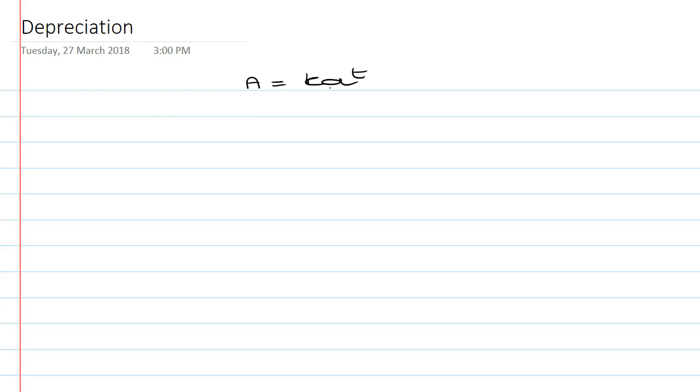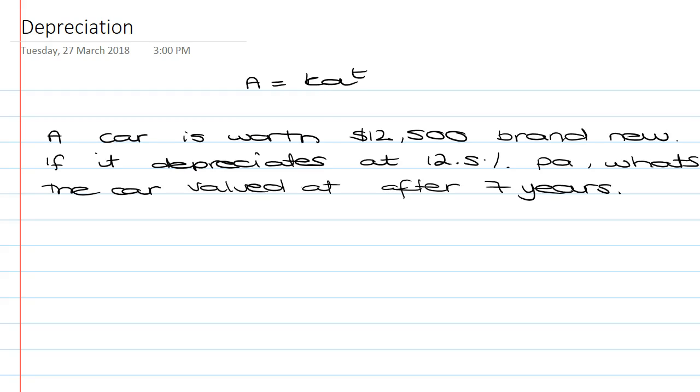So, for example, something that decays is the value of a car. So I'll just head straight into an example. Let's suppose you had a car and it was worth $12,500 brand new. Now, if it depreciates at a rate of 12.5% per annum, so remember that means per year, what's the car valued at after 7 years?